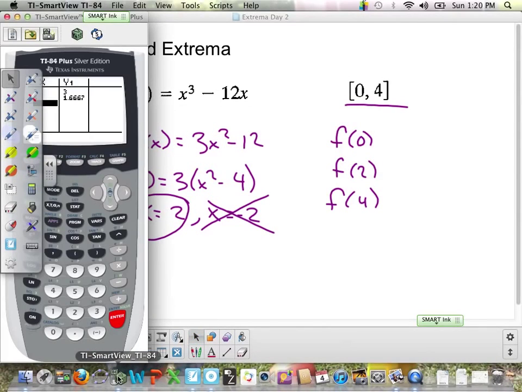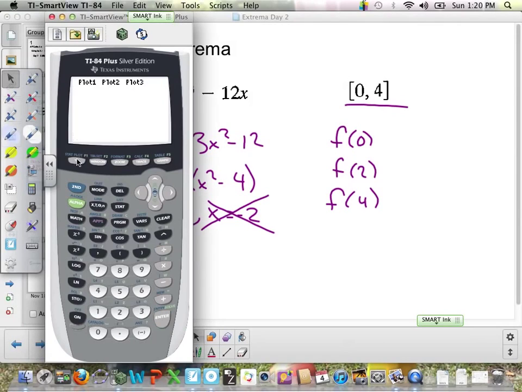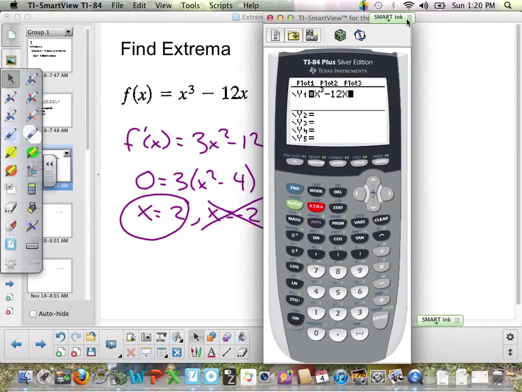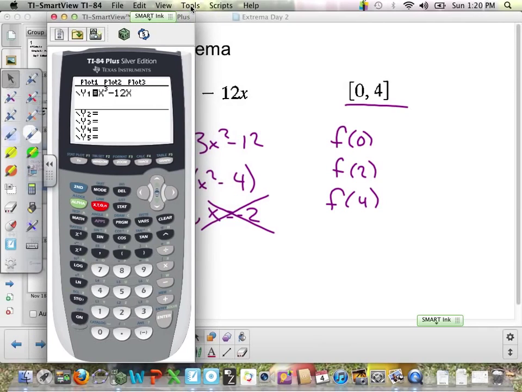So I'll use the table feature of my TI-84. My function is x cubed minus 12x. And I'll go look at the table, and I'll evaluate it at 0, 2, and 4.